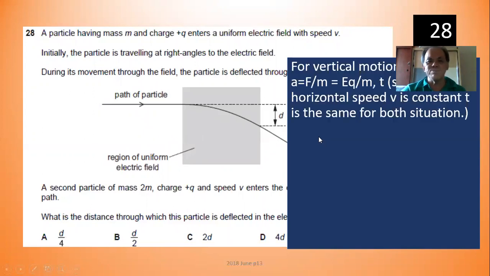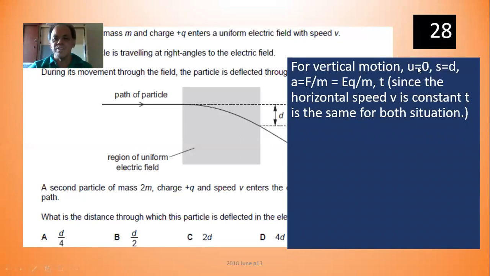So always get the equation. Consider vertical motion. Remember, this v is the horizontal velocity. Vertically it is 0. S is your d. Then your acceleration is force divided by mass, and force is E times Q, electric field strength times your charge, divided by m. We are interested in the time t. Since the horizontal velocity is constant, t is the same for both situations. Horizontally, it will travel the same distance during the same time.